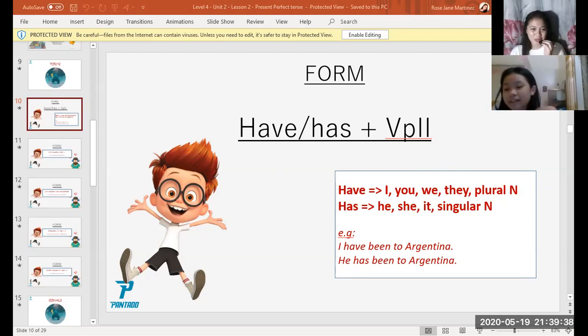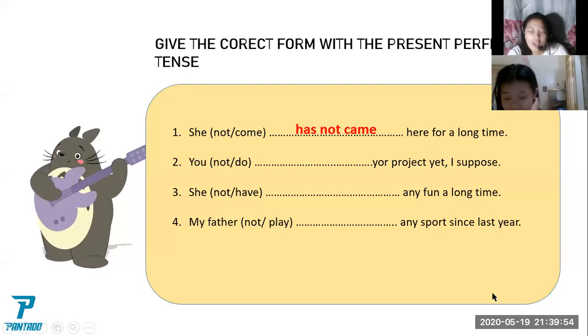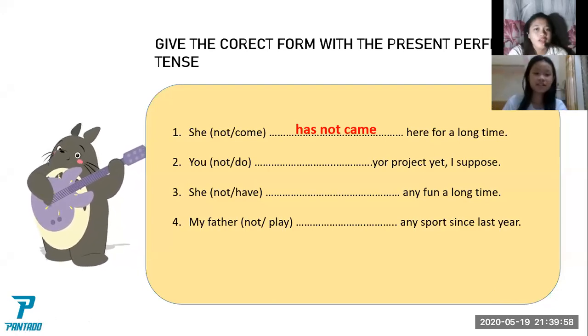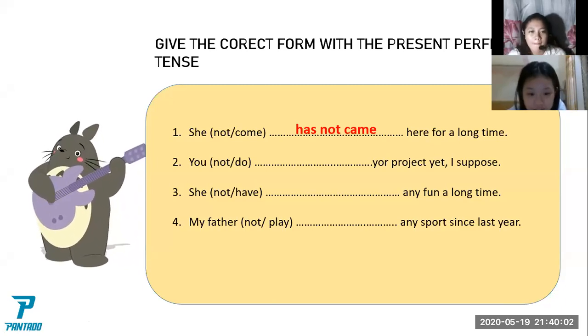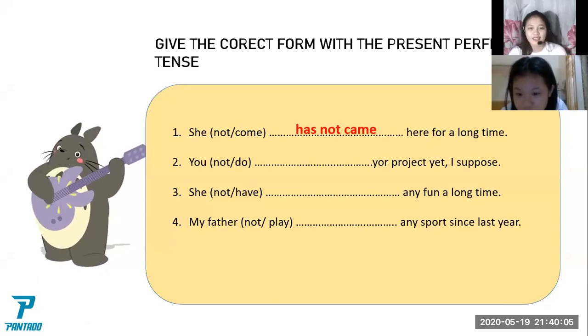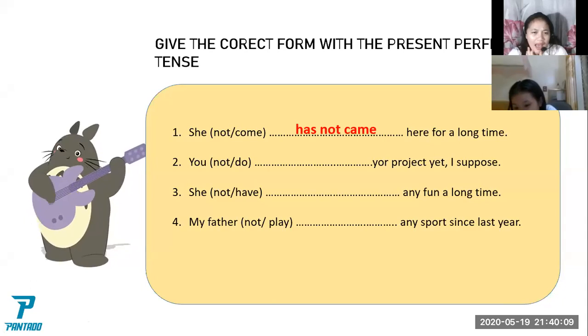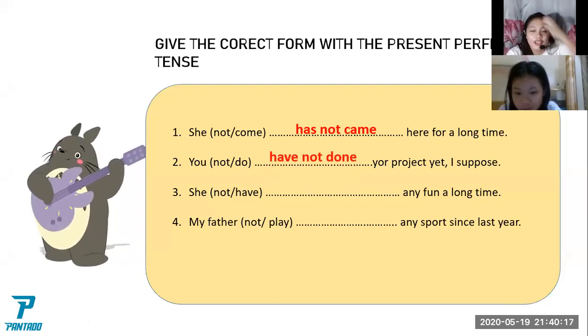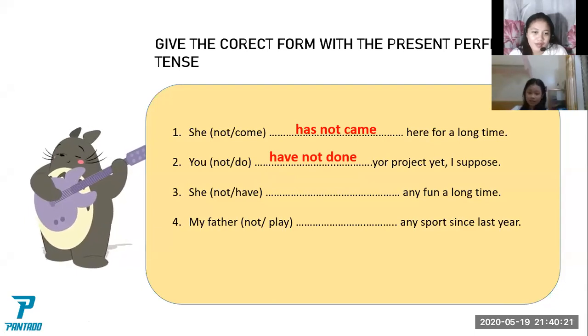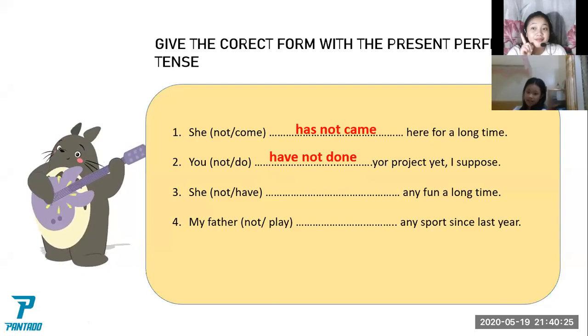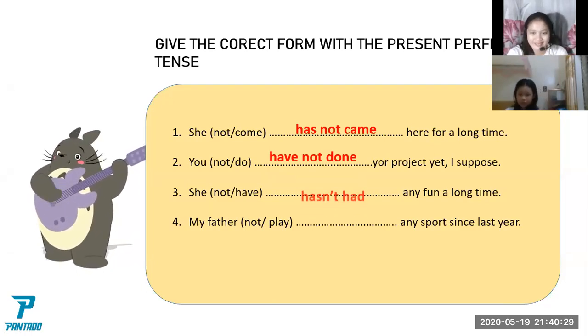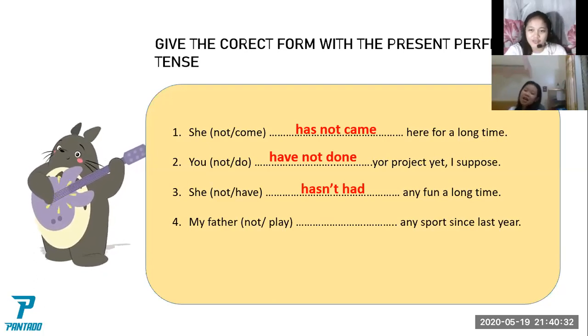Okay. How about number two? You have not done your project yet, I suppose. You haven't done your project yet, I suppose. Okay, very good. Next is she has not had any fun for a long time. Okay, she hasn't had any fun for a long time.